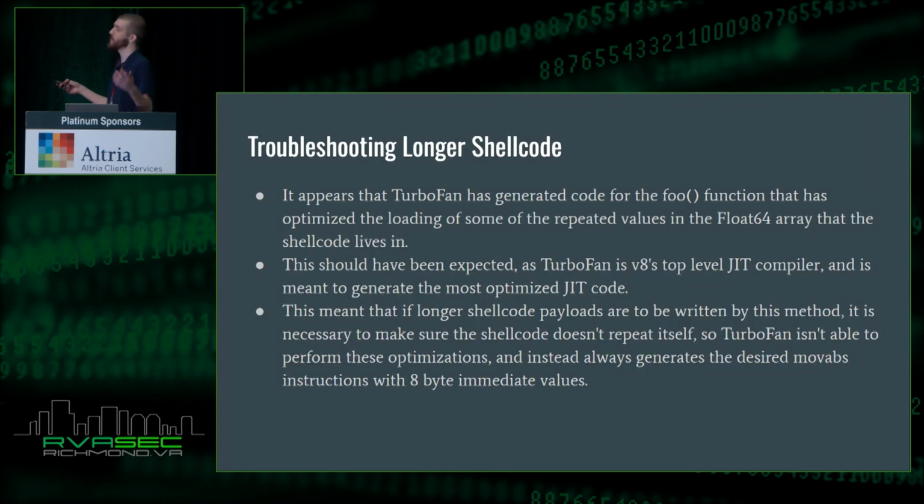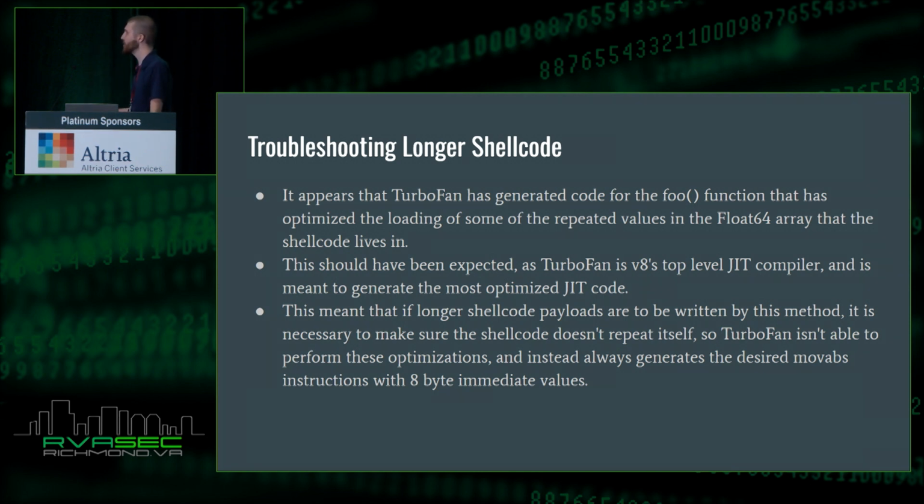Well, this kind of makes sense. So turbofan that we're using to generate this code is V8's top-level compiler. So it's meant to generate the most optimized JIT code. So it makes sense that it would make optimizations like this when compiling a float64 array return for a function.